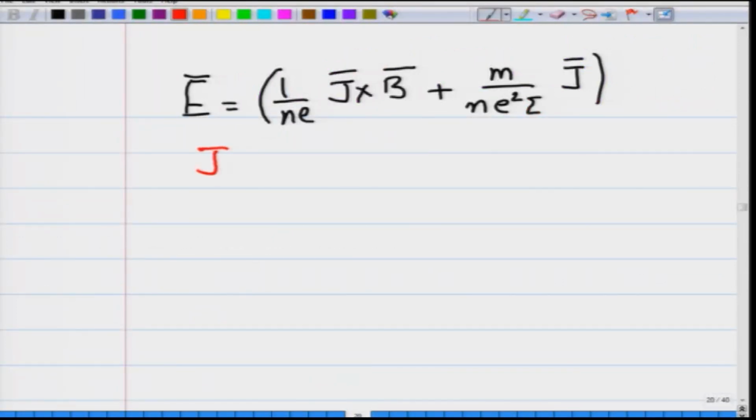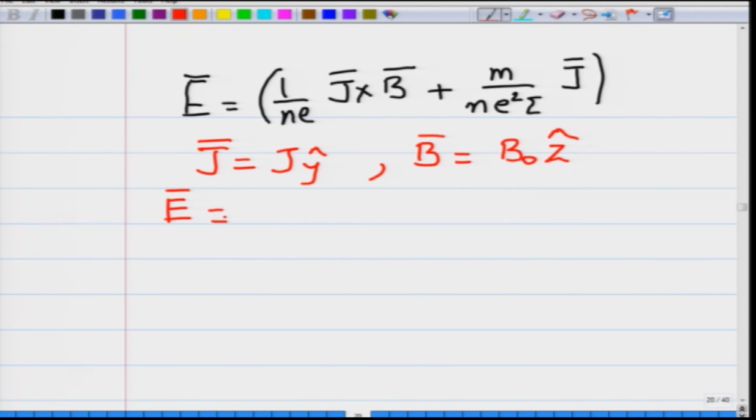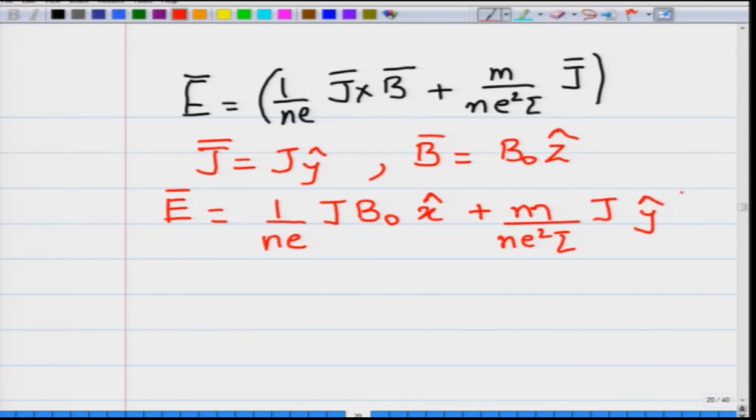So, J is along the y cap direction and B is along the z cap direction. Therefore, your electric field can be rewritten. If you put all of this in, you will get a term 1/(ne) J B0, where J is the magnitude of the current density, which is along the x cap direction, plus m/(ne^2 tau) J in the y cap direction.